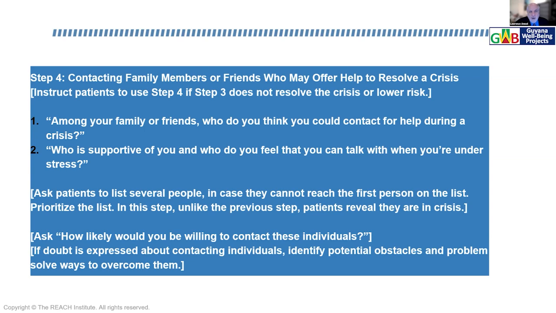Who could you contact for help during a crisis? Now, I always say when the person is filling out this form and writing down who could be helpful and who could be supportive that you can talk to when under stress, this should be somebody who knows their situation. So if they're putting down my good friend Joseph, you say, look, does Joseph understand your situation? For step 4, it has to be somebody who understands their situation.